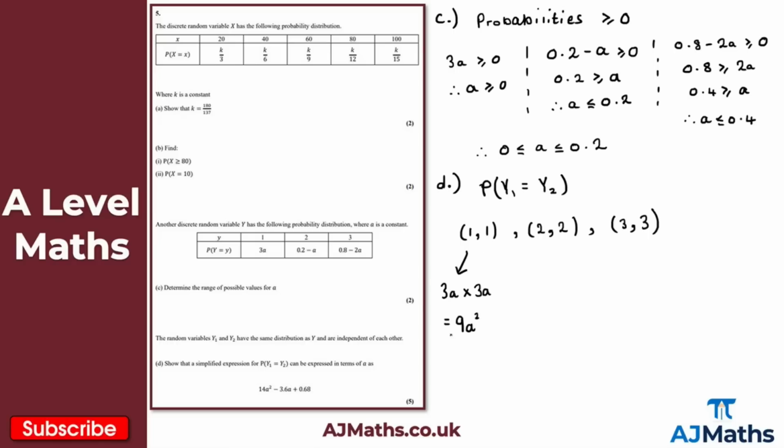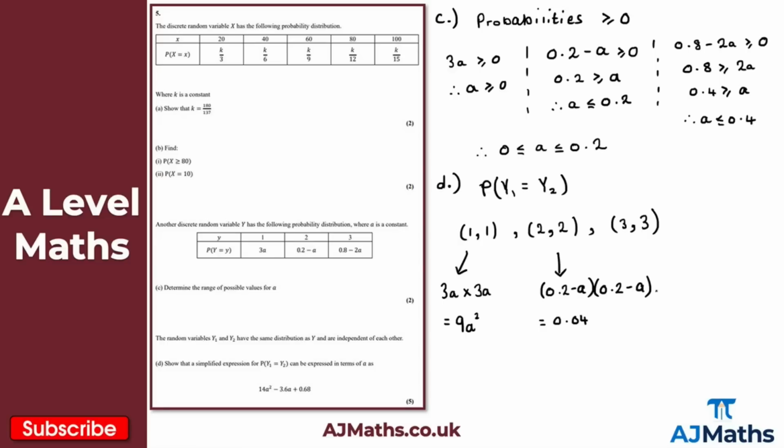Okay, that's the first one dealt with. Let's take a look now at 2, 2 here. So same idea again. So the probability of 2 here, that's 0.2 minus a. So it's going to be 0.2 minus a times by 0.2 minus a. If we expand these double brackets here, I get 0.2 times 0.2, so that gives me 0.04.